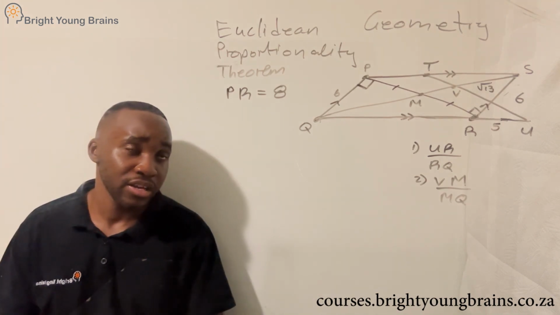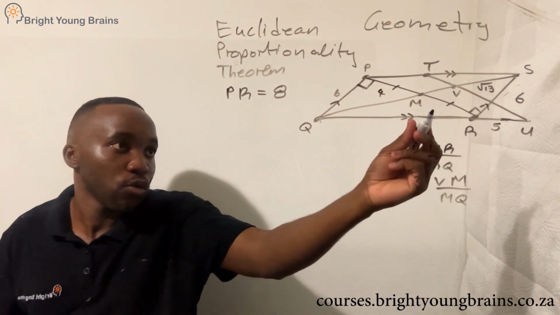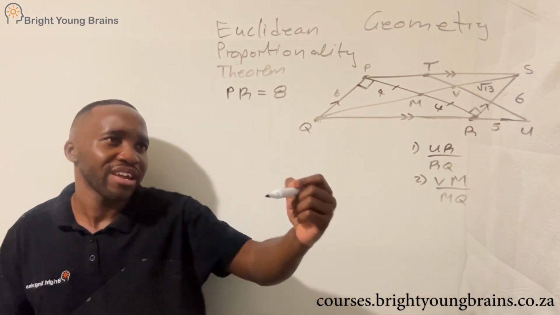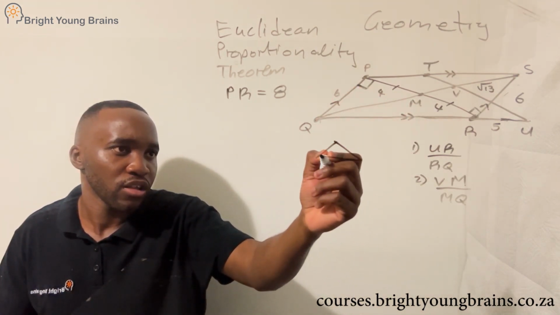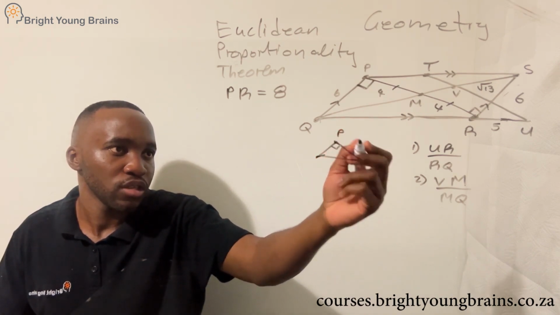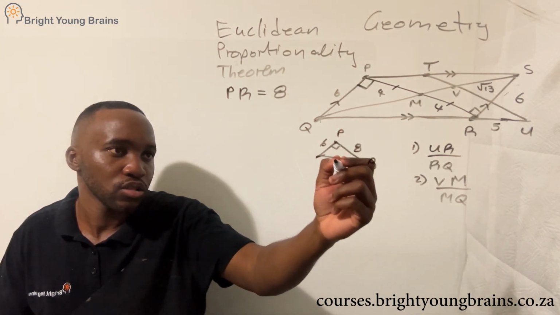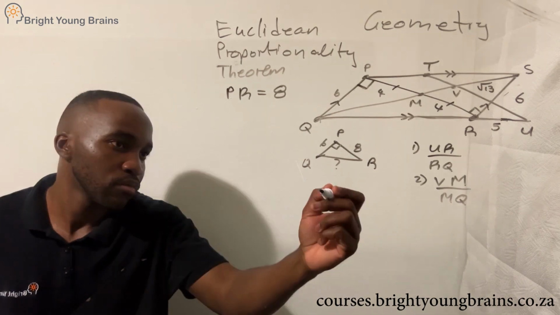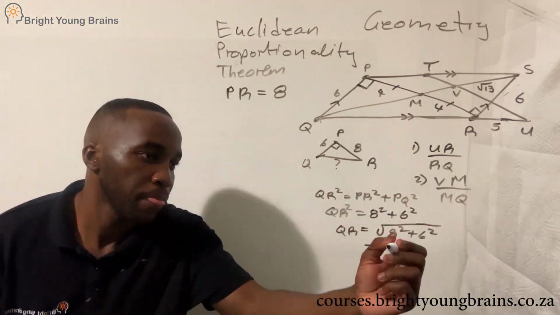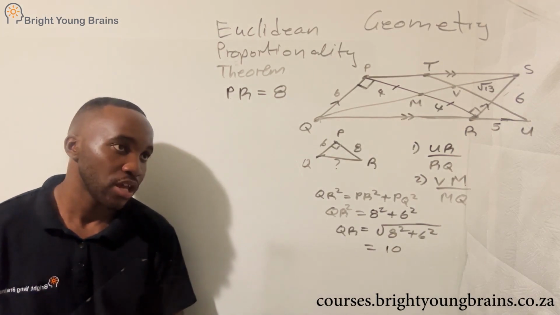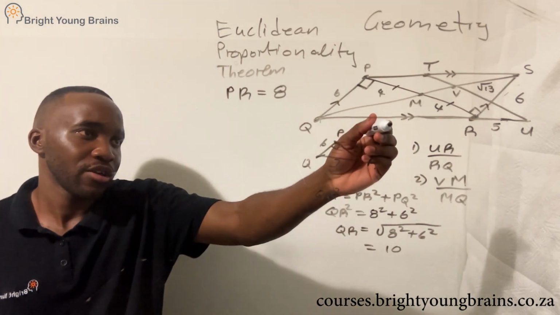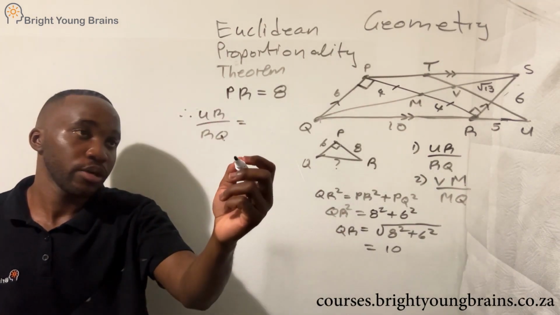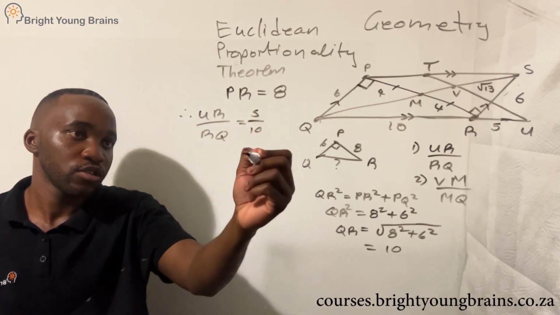So that's the idea. They told us that PR is 8, meaning that this is going to be a 4 and this is also going to be a 4. But it doesn't matter now, because if PR is given, then we have a right angle triangle there. There's P, there's R, this is 8, this is 6, so we can just get it using Pythagoras theorem. Your QR there is going to be a 10. Now if QR is a 10, then you're home free. The ratio here, UR and RQ, is just going to be equal to 5 over 10, which is just a half.